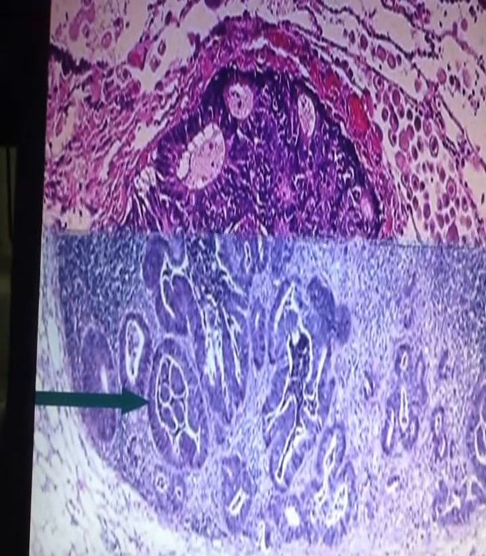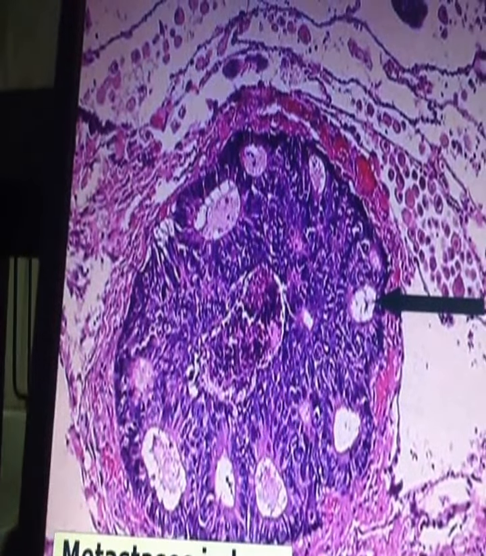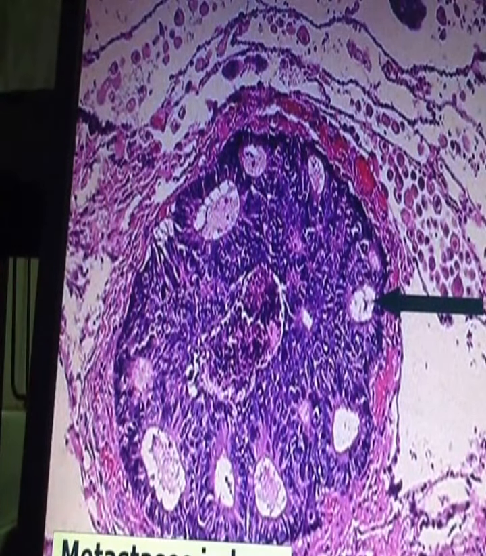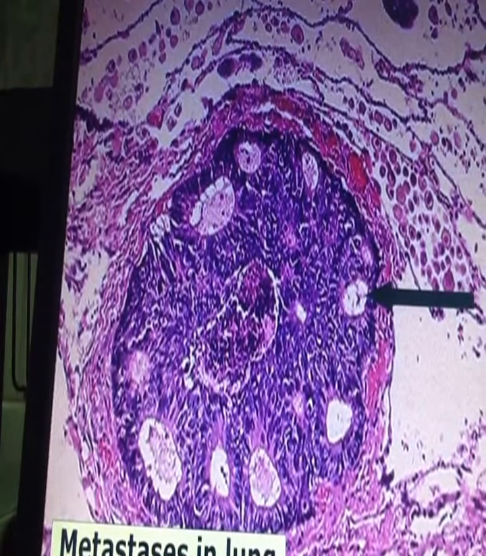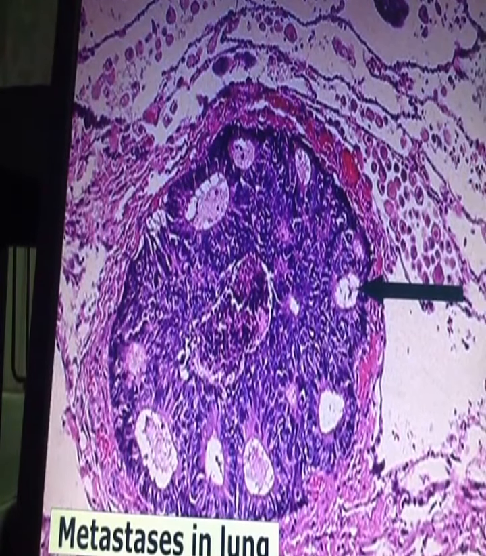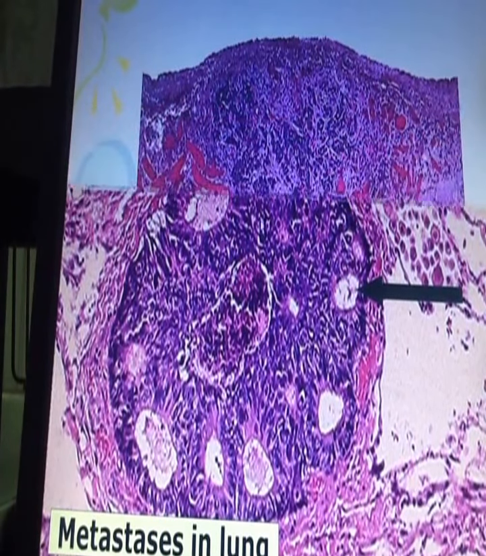This section is from the lung of a patient. The next section is also from the lung of the patient, and here we have the normal lung tissue, and here we have this nodule of metastatic tumor, also forming glands. So it's the same tumor.